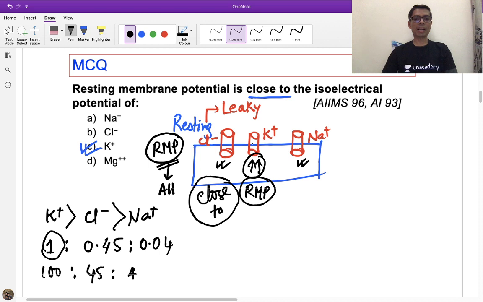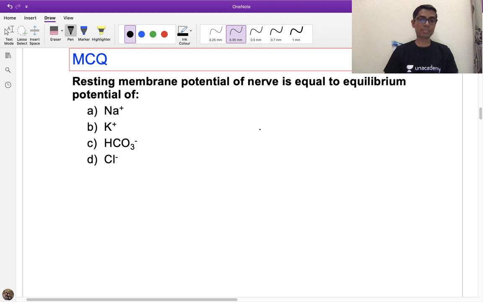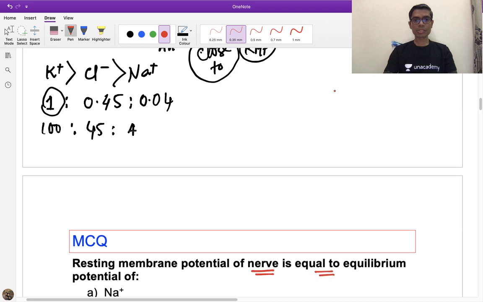Now if you look at the next MCQ, this is similar to the above question, but the answer is not similar, or maybe similar. Try to answer this question. So this question is looking similar: resting membrane potential of nerve. So the tissue is given, and the phrase is "equal to". What was the phrase used in the previous question? Look here. The previous question was "close to".